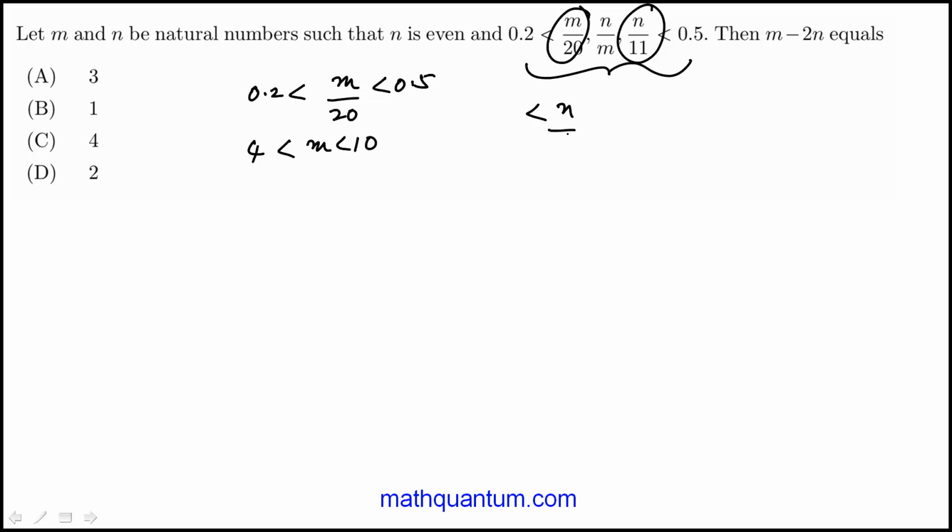Same thing with n. n over 11 is between 0.2 and 0.5. So multiply throughout by 11. So that would be 2.2 and then 5.5. Now they tell us that n is even. So what are my choices here? 3, 4, and 5. So that means n has to be 4.